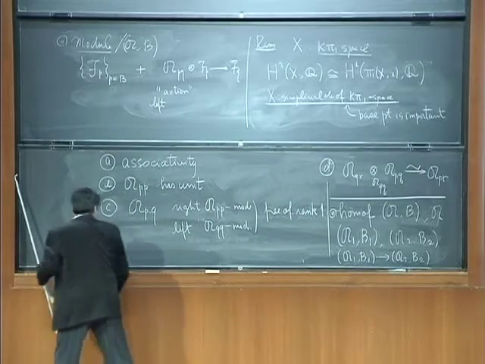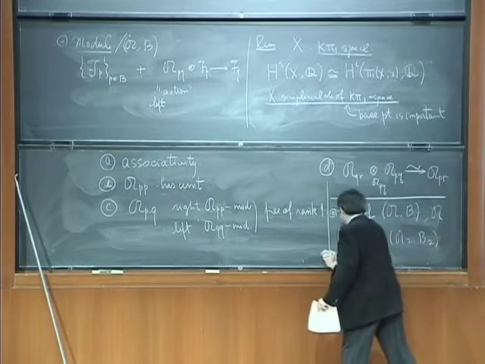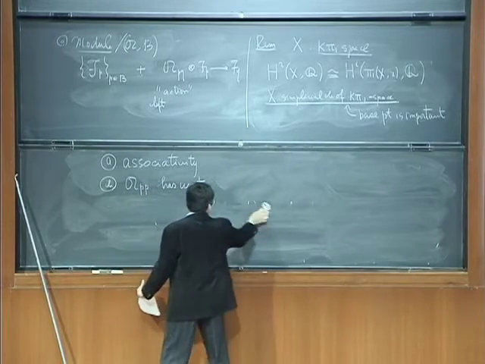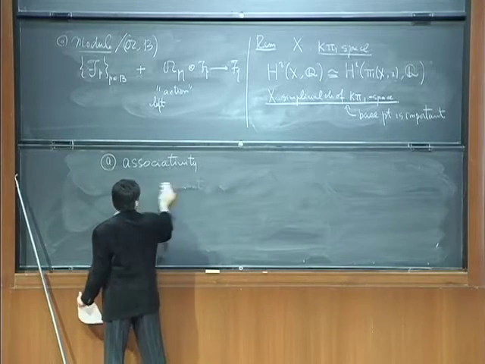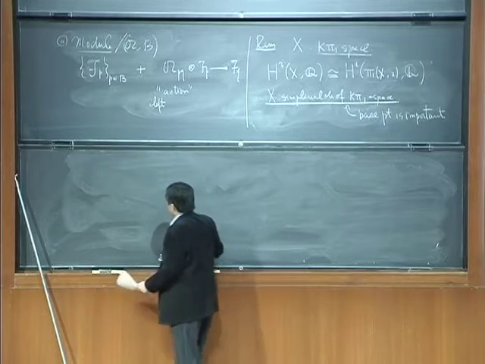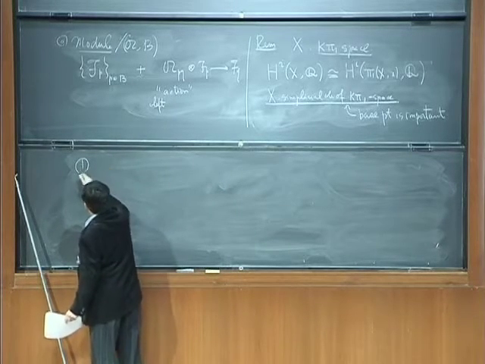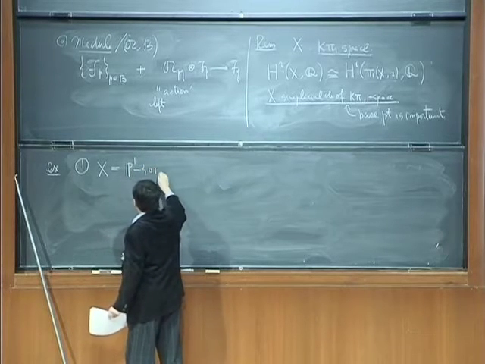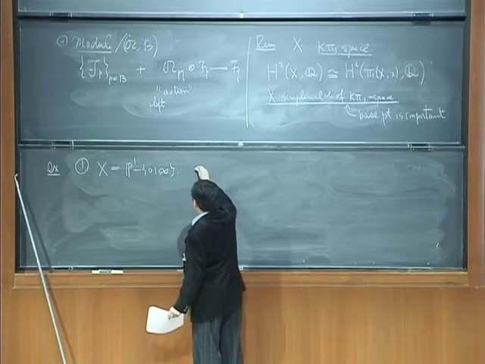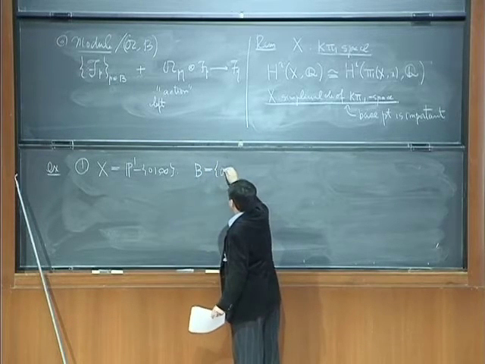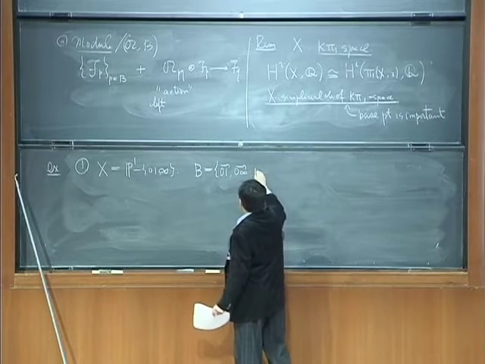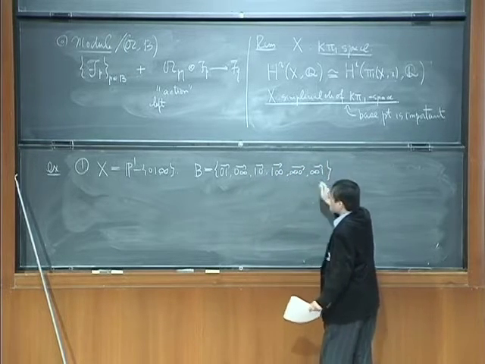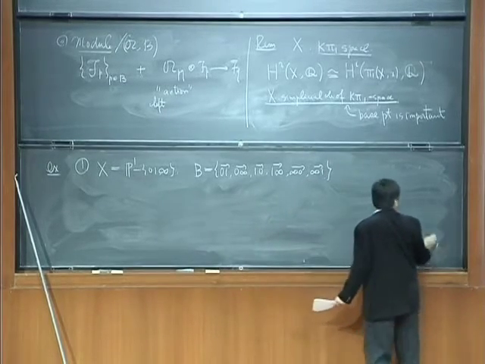The most important example is, of course, X is P1 minus 0, 1, infinity, and the base point set is the tangential base points of P1 minus 0, 1, infinity. We consider six points: 0 to 1, 0 to infinity, 1 to 0, 1 to infinity, infinity to 0, infinity to 1. This is B, the base point.